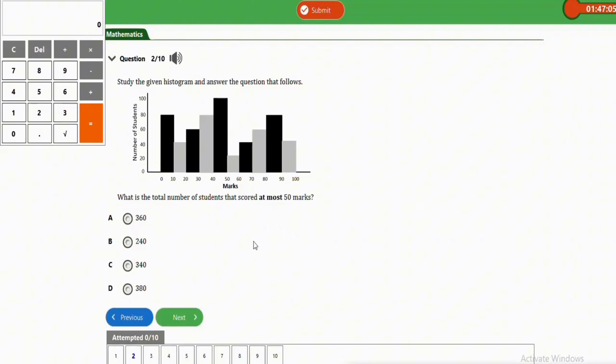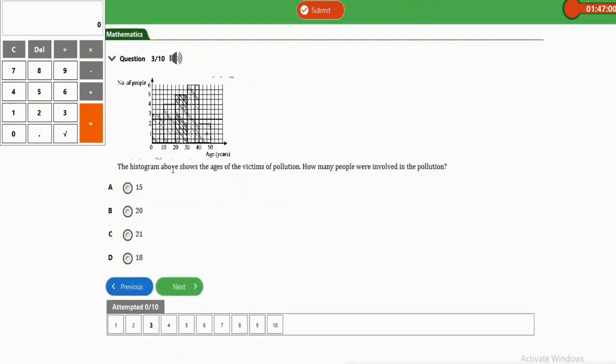Alright, so the next repeated question we're going to solve will be this question. It says the histogram above shows the ages of the victims of population pollution. How many people were involved in the pollution? Alright, now to get the number of people that got involved in the pollution, the horizontal axis is for age and the vertical axis is for number of people.